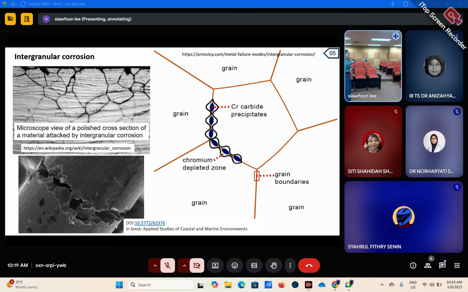So intergranular corrosion means the corrosion will actually pass through this boundary and then start to separate the grains. And when this happens, you can see here the crack actually follows a line like a boundary. This is an example that I took from a publication. And when it cracks like this, it is an intergranular corrosion.